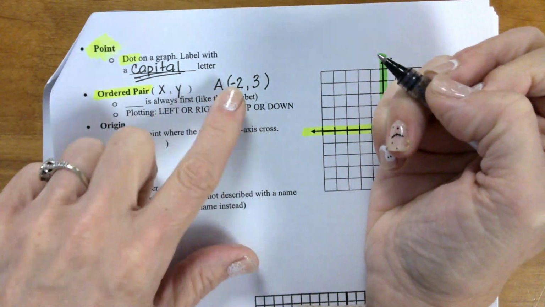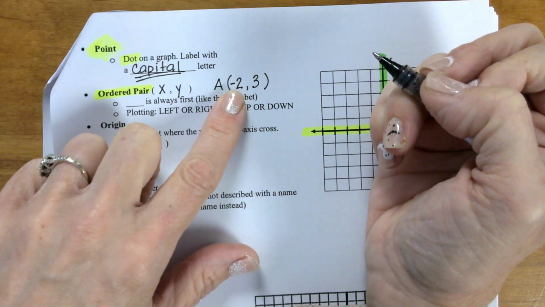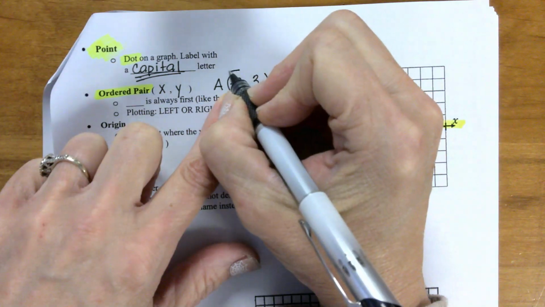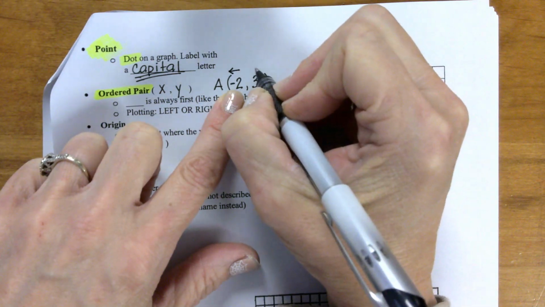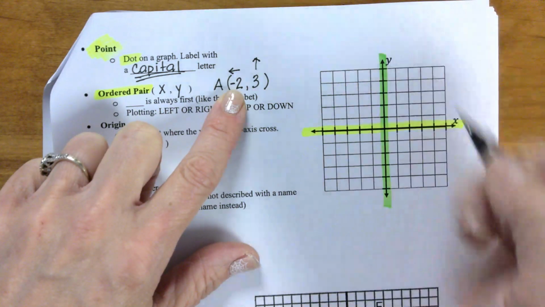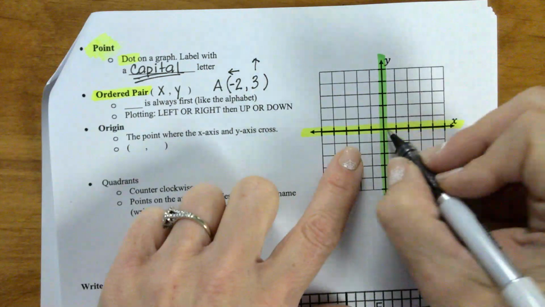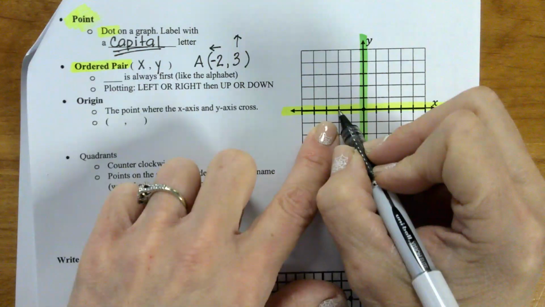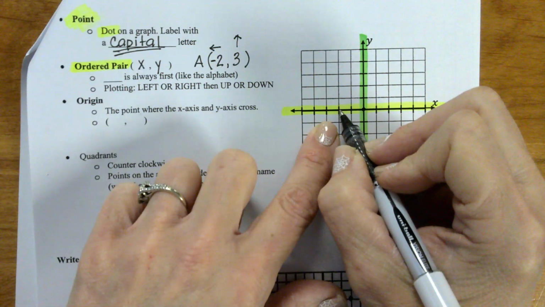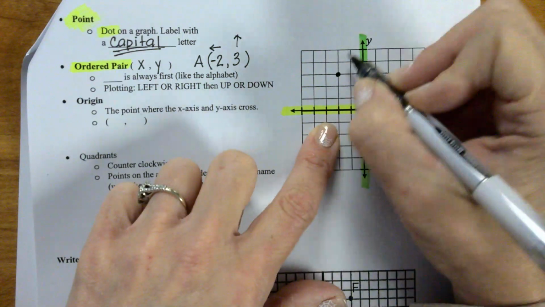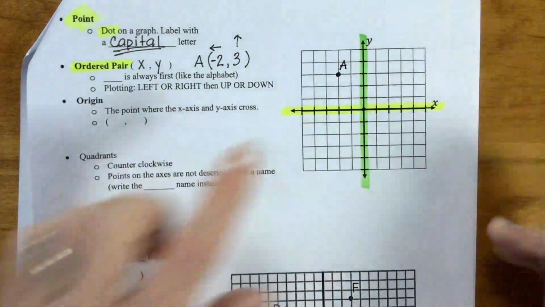Okay, so what this means is we start at 0, 0. We start in the very middle of the graph. And we're going to go 2 to the left. And then we're going to go 3 up. And then we're going to put a dot. Okay, so let's go do that. I'm going to start at 0, 0. I'm going to go 2 to the left. Don't put a dot right there. And then I'm going to go 3 up. Then put your dot. And then you're going to label it with an A.